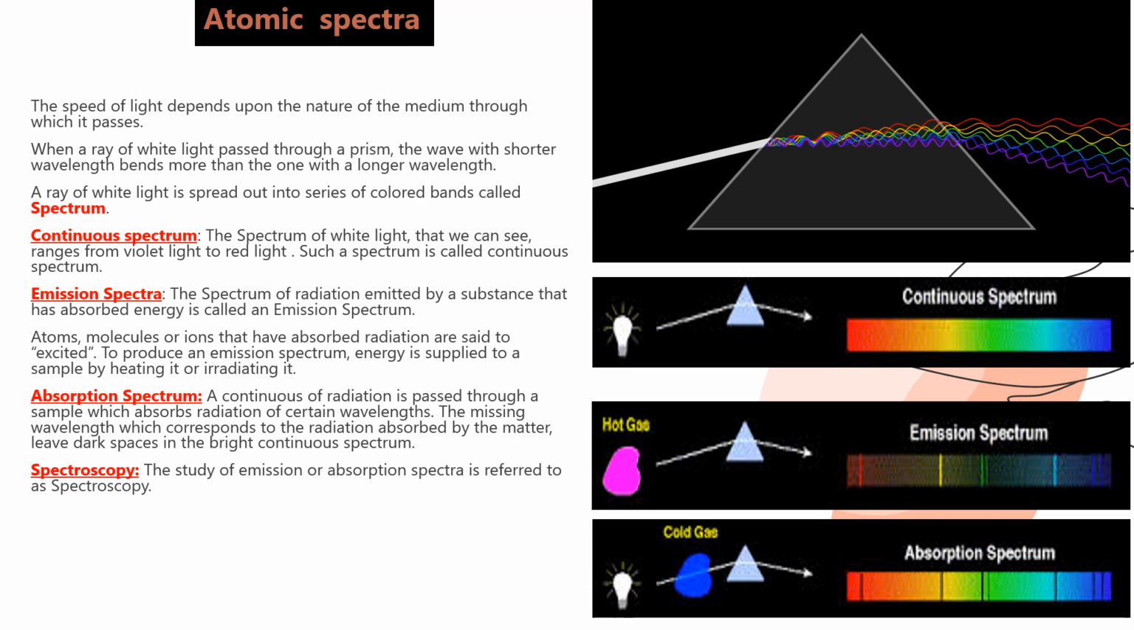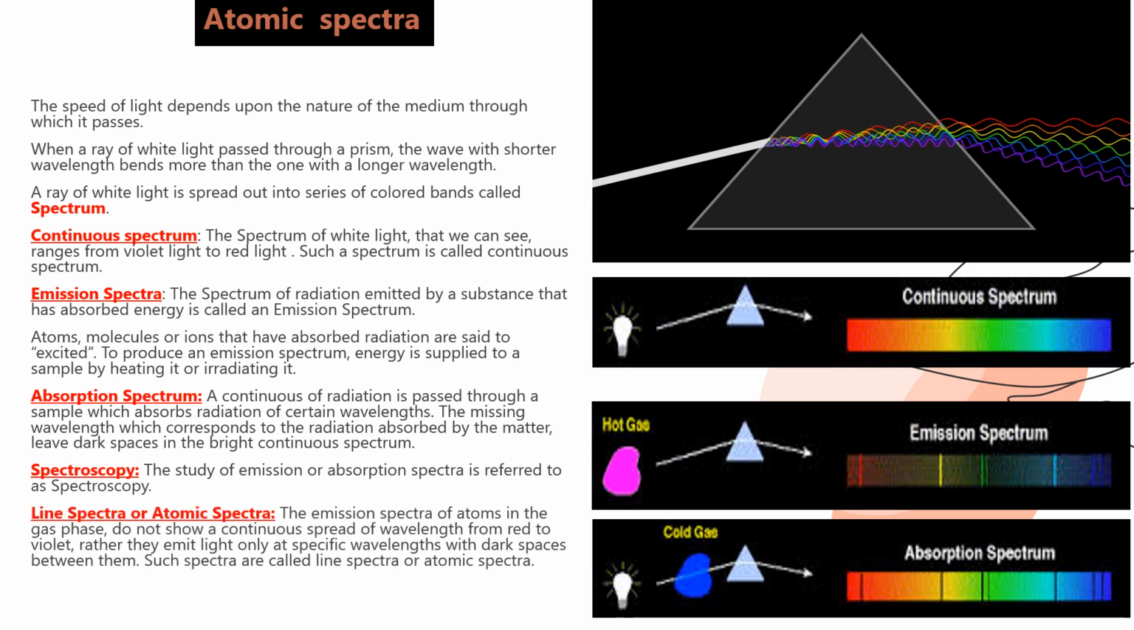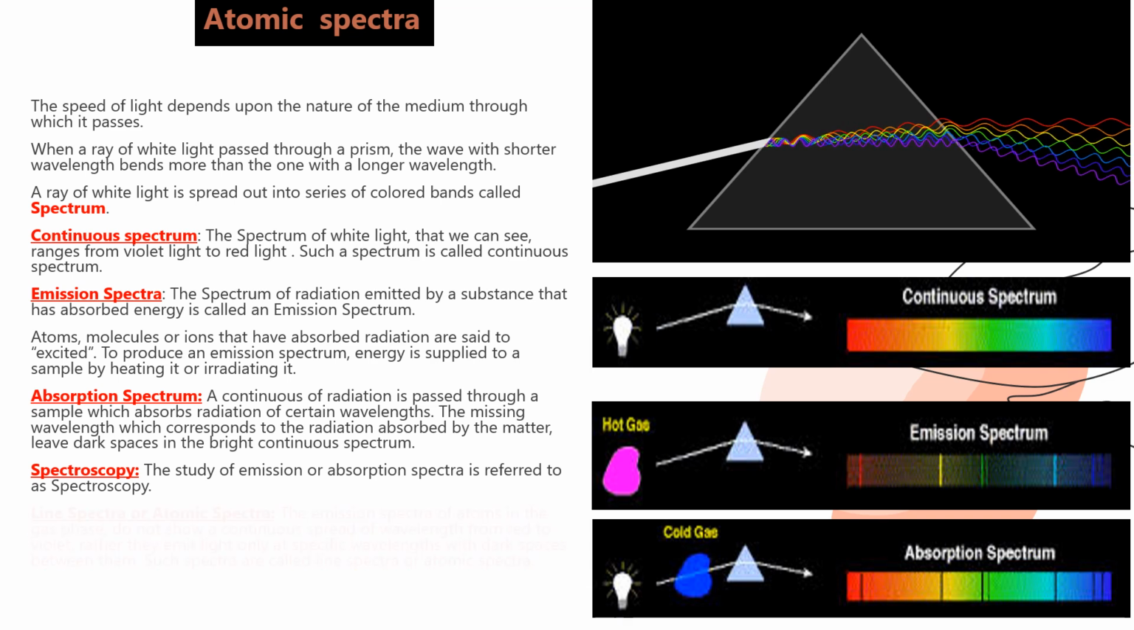The emission spectra of atoms in the gas phase, on the other hand, do not show a continuous spread of wavelengths from red to violet. Rather, they emit light only at specific wavelengths with dark spaces between them. Such spectra are called line spectra or atomic spectra because the emitted radiation is identified by the appearance of bright lines in the spectra.